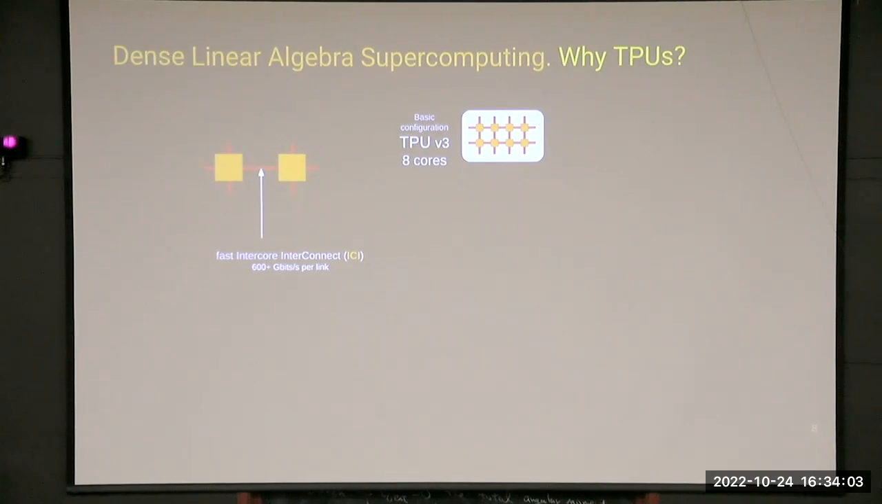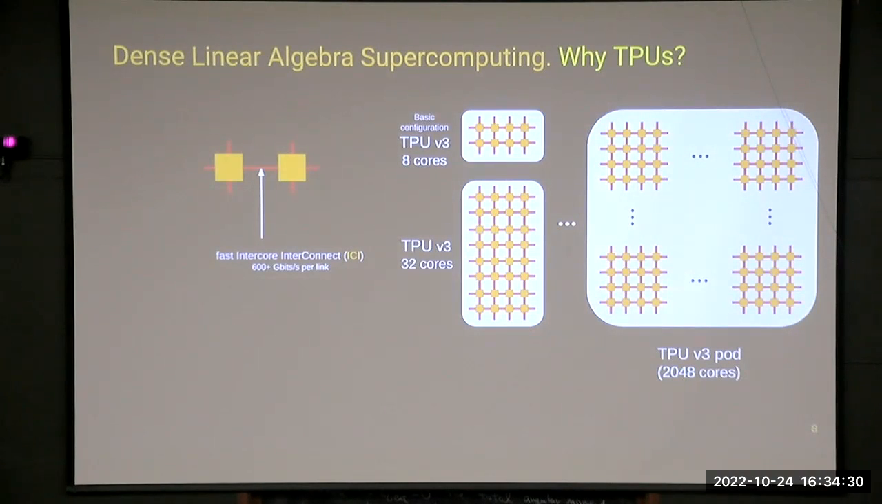And then the basic TPU configuration is not just one core or two, it's 8 of those. And they always appear in a 2D grid. So they talk to nearest neighbors on a 2D grid with periodic boundary conditions. So that's like a torus. You put your cores in a 2D grid with toric boundary conditions. The basic configuration is 8 cores, all the way to 2048 cores.